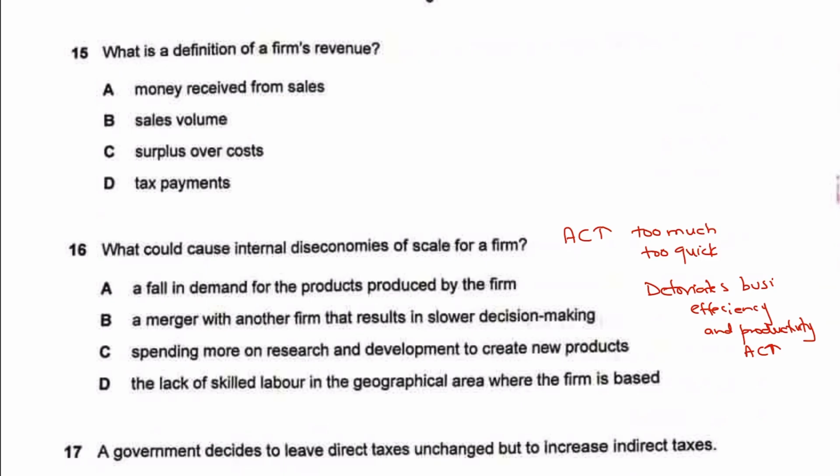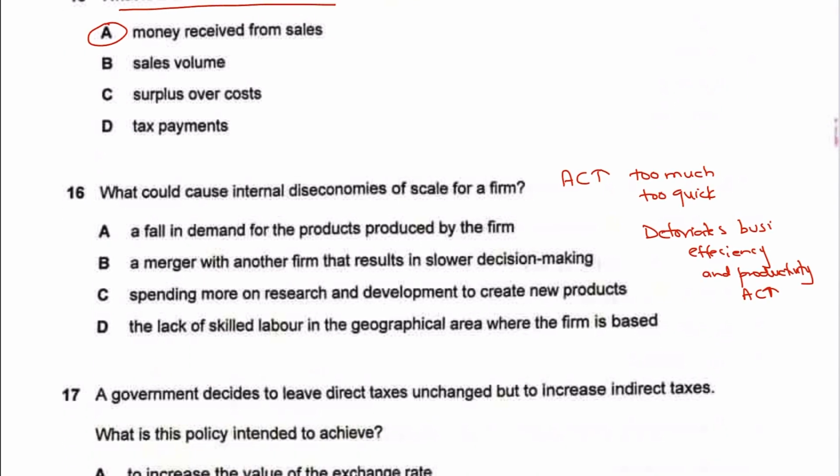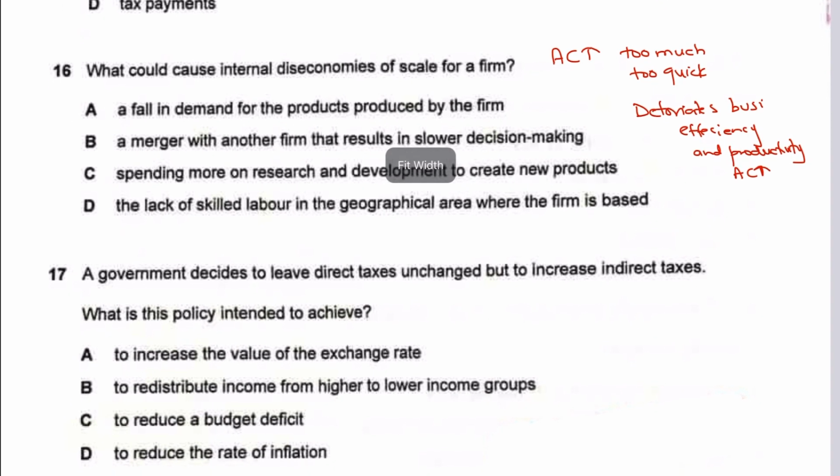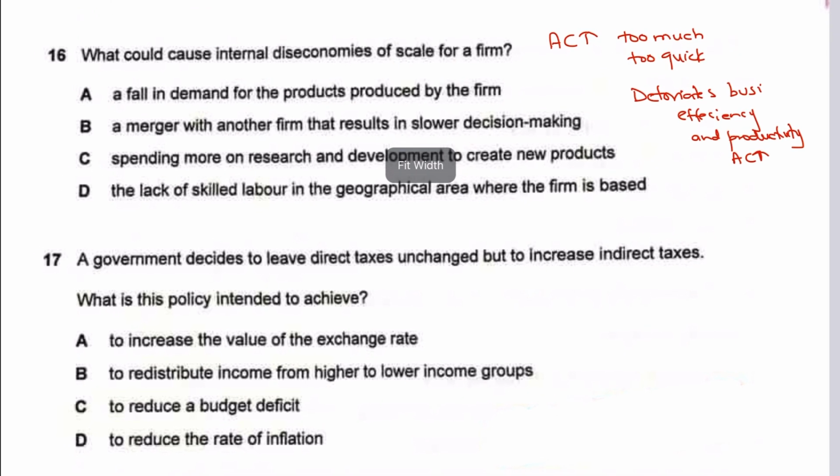Question number 15 says, what is the definition of a firm's revenue? The correct answer would be A, that is money received from sales, because revenue means sales price times quantity, okay? So yeah, 15 is A. Question 16 says, what could cause internal diseconomies of scale for a firm?